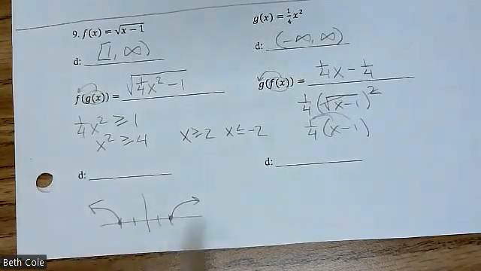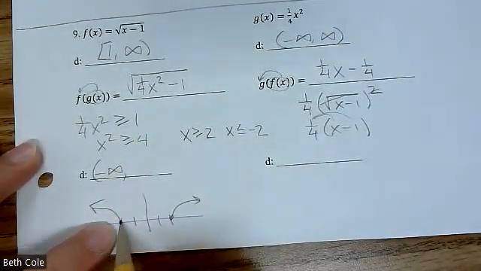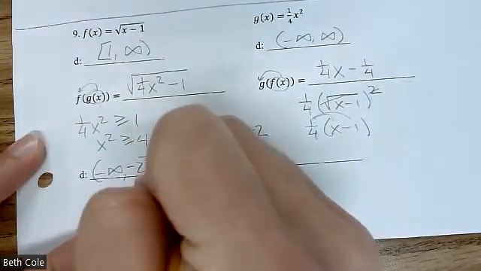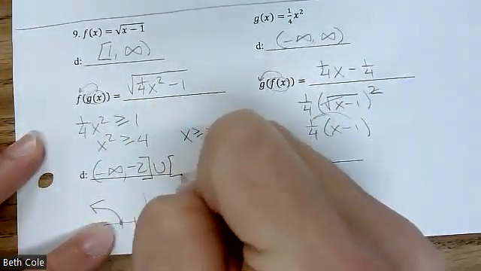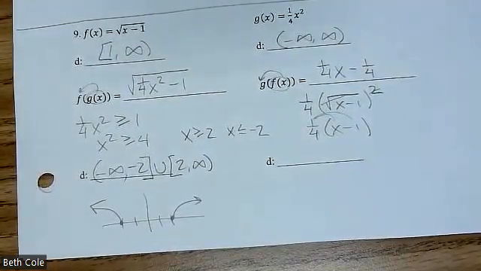So how do we write that answer? -infinity to -2 with a bracket, union 2 to infinity. You want to write that down for me, Grace? You got that? All right, cool.